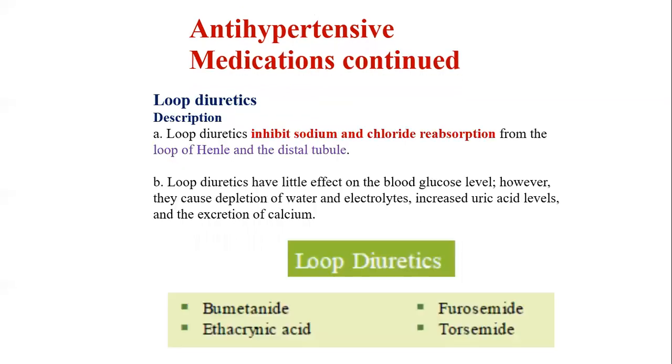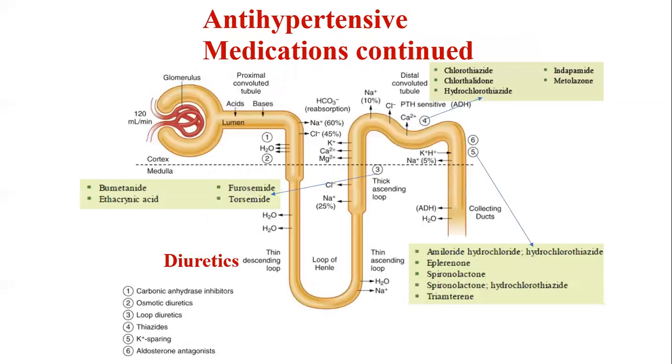I'm going to go back to this picture to say something about osmotic diuretics. Number 2, osmotic diuretics. An example of an osmotic diuretic is mannitol. Mannitol is used to get rid of water instead of sodium, and it is the best for increased intracranial pressure.